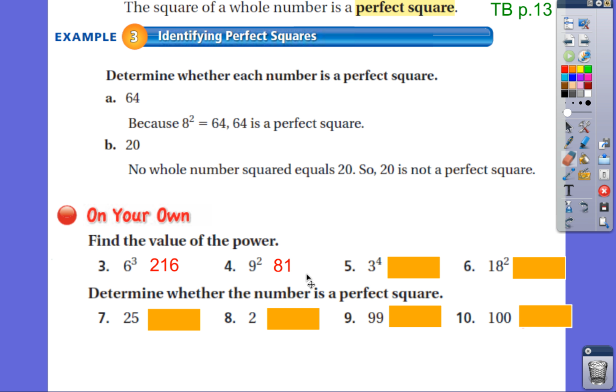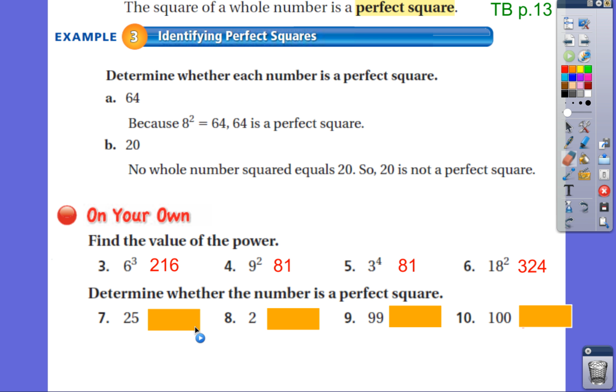Number 4 is 81. Number 5 is also 81. And number 6 is 324. For the next 4 problems, you had to just determine whether that number was a perfect square or not. Meaning, can I multiply one number by itself and get that number as an answer?